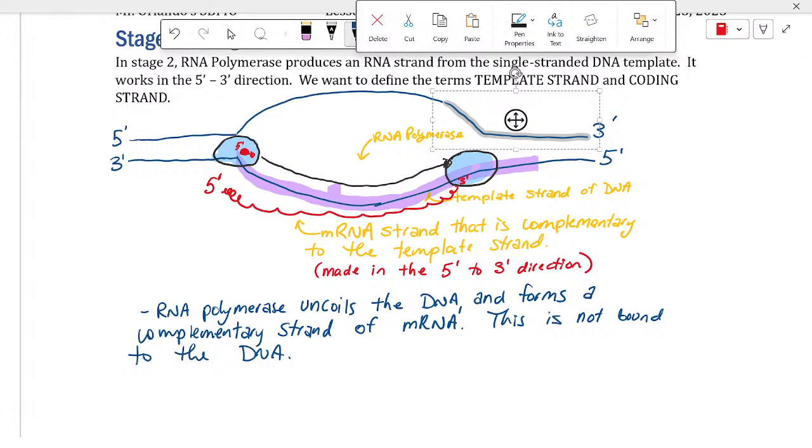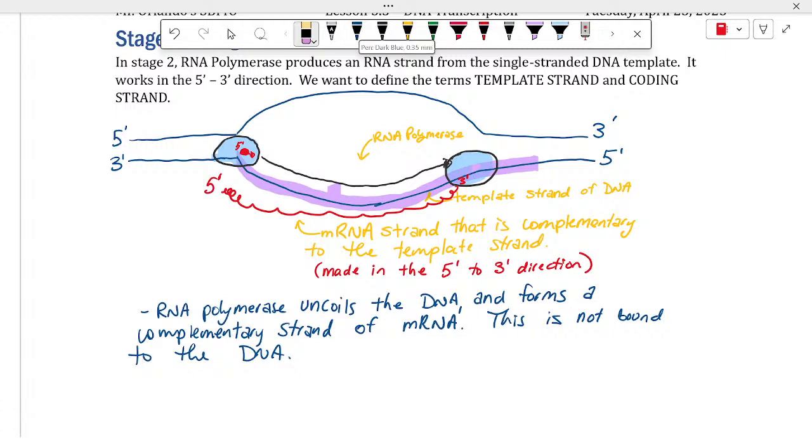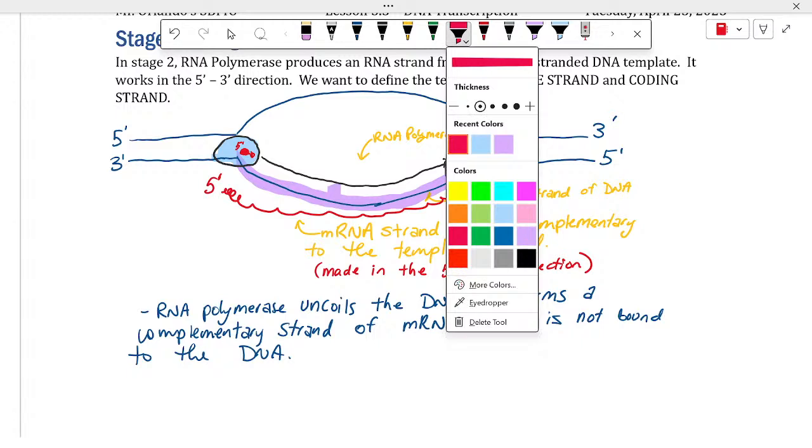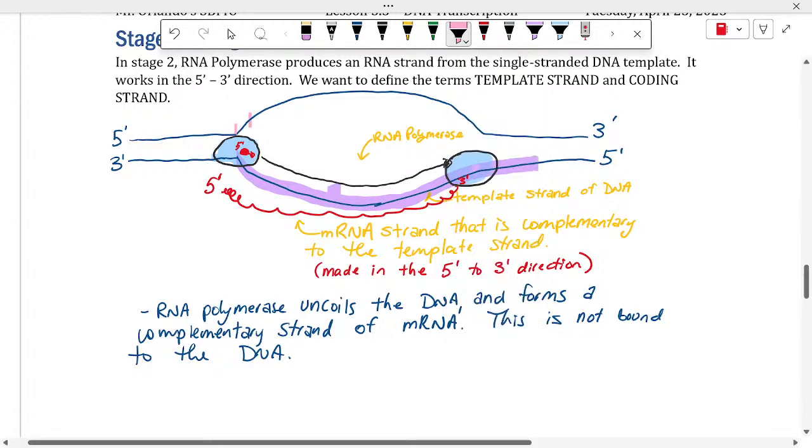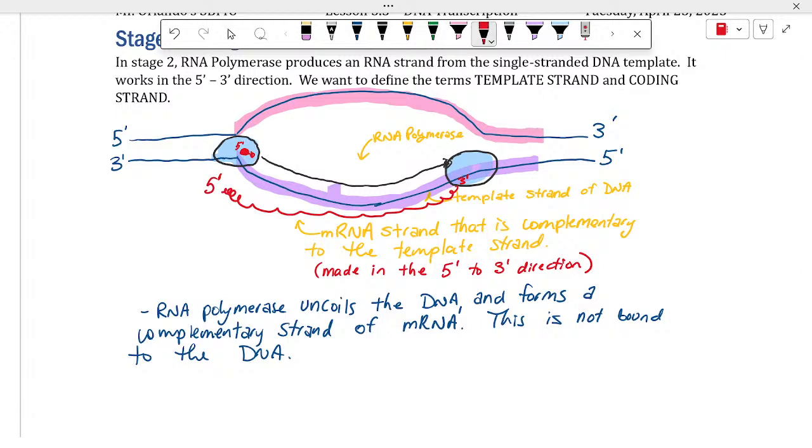Does that make sense? By the way, if you think about it, the mRNA, if it's complementary to the template strand, then what does it actually end up being completely identical to? Yeah? It's going to be identical to this side here. So we call this the coding strand.